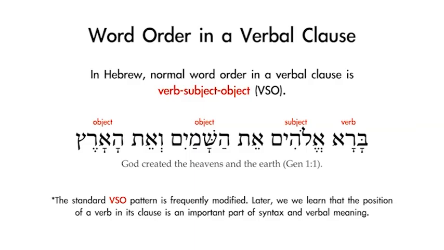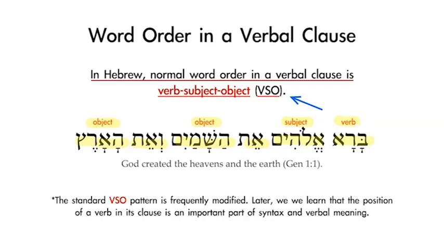Before we move on from this chapter, we should talk briefly about normal word order in a verbal clause with Hebrew. In Hebrew, normal word order in a verbal clause is verb, subject, object, abbreviated VSO. In the example that appears on your screen, bara Elohim eth hashamayim wa eth haaretz, God created the heavens and the earth, you will observe that the verb is in first position, the subject is in second position, and then 2 objects follow. This corresponds to normal word order, which is labeled as VSO, or verb, subject, object.